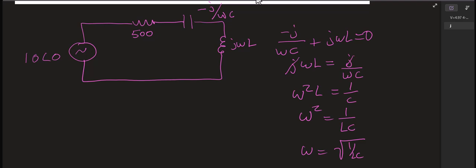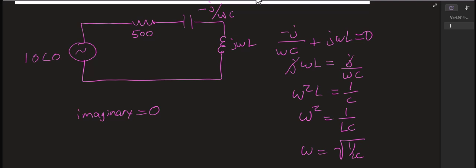Because it said find the part where the imaginary part equals 0. I'm not finding the total impedance, just the imaginary part, and the resistor is real. The resistor is just 500. I could write it in there, but then I'd immediately take it out because that's not the part I'm looking at. And does anyone know another name for this frequency we just found?